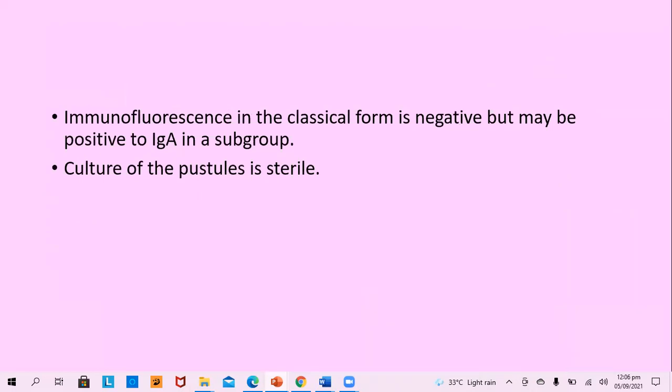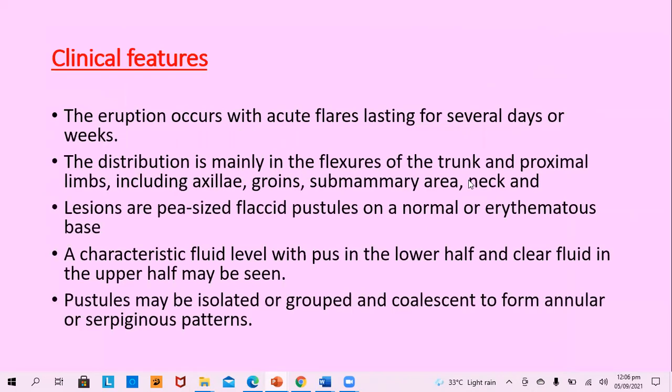Immunofluorescence in the classical form is negative, but may be positive to IgA in a subgroup. Culture of pustules is usually sterile. Clinical features: the eruption occurs with acute flares lasting for several days or weeks. The distribution is mainly in flexures of trunk and proximal limb, including axilla, groin, submammary areas, and neck. Lesions are pea-sized or flaccid pustules on a normal or erythematous base. Sometimes larger lesions with a fluid level, with pus in the lower half and clear fluid in the upper half, may be seen.